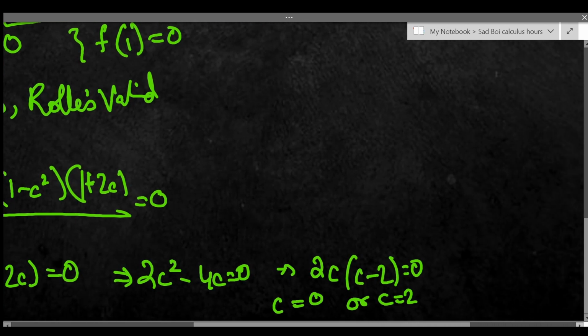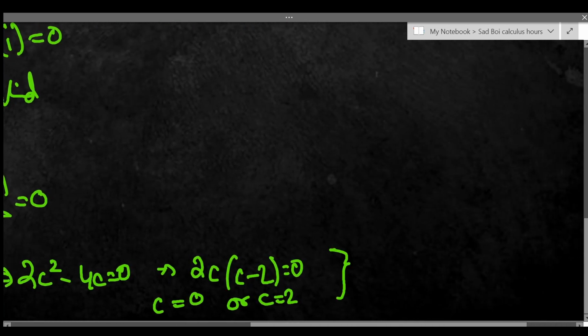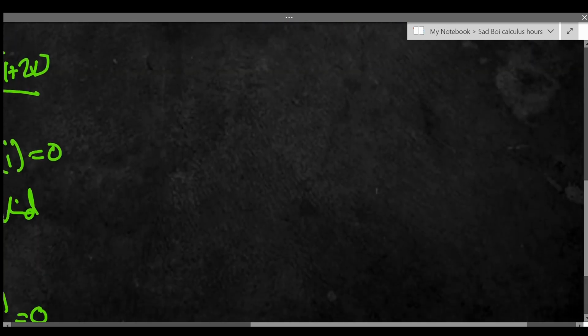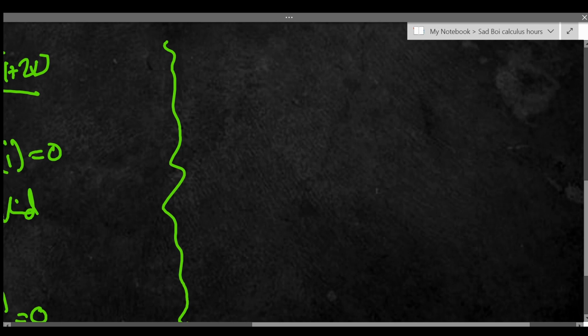Now, how are you going to choose between these two values? Well, you have a domain that lies between -1 and 1, and 2 is outside that domain. So we're going to cross out c equals 2. So our final answer is c equals 0. Now, let's move on, ladies and gentlemen, to the third question.